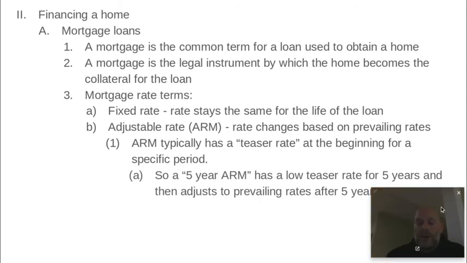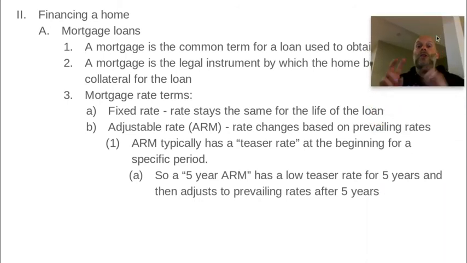So you'll hear the term a 5-year ARM. It has a low rate for 5 years and then it adjusts to prevailing rates after 5 years. So that's what you'll hear if you're ever shopping for a house and someone says, oh yeah, well the credit union down the street has a 5-year ARM at 2%. That means it's an adjustable rate mortgage, and for the first 5 years, you're going to get that 2% rate, and then it's going to adjust to whatever the rates are at the given time. So just be aware of what that means.